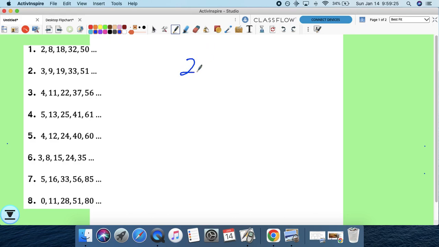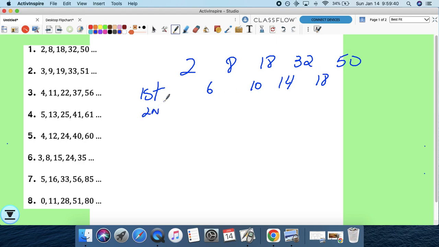So let's start. 2, 8, 18, 32, 50. Well, if you take the first difference, this is 6, this is 10, this is 14, and this is 18. Take the second difference, right? Now it tells us that it's not linear, so if you take the second difference, it's 6 to 10 is 4, 4, and 4. So we're going to have 4, and that is going to be our coefficient in front of n squared. And we put a 2 in here.